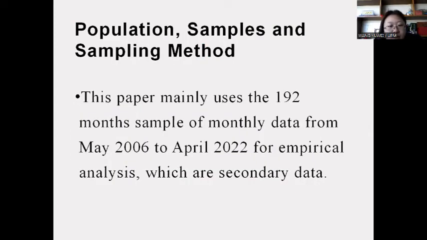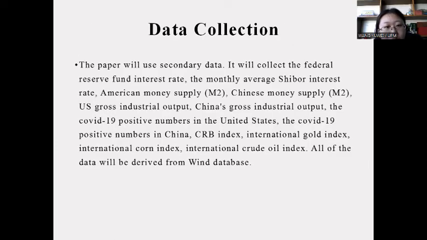Population sample and sampling method. This paper mainly uses a 192-month sample of monthly data from May 2008 to April 2022 for empirical analysis, which is secondary data. Data collection: they will use secondary data, and it will collect the Federal Reserve fund interest rate, the monthly average shipping period, and so on. And all of this data will be drawn from one database.